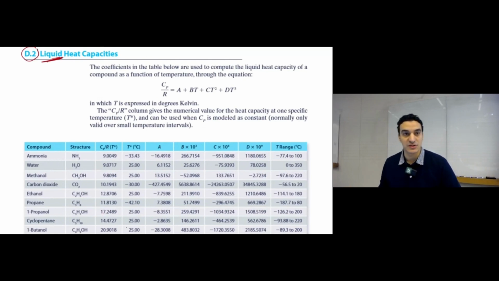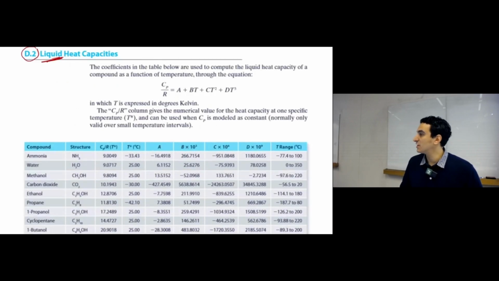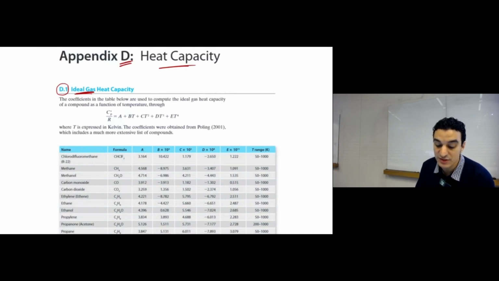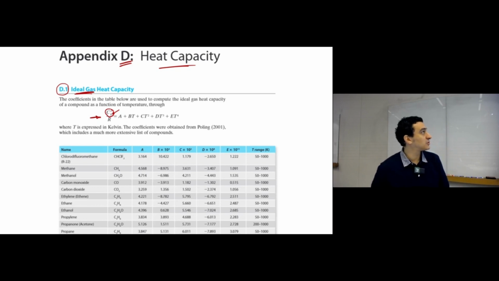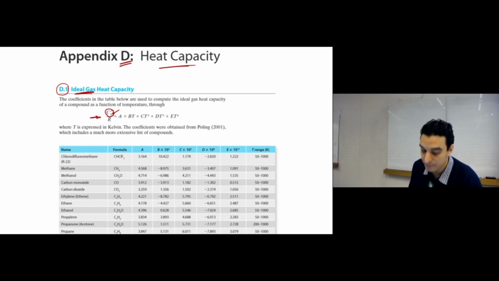So if your substance is a gas, ideal gas, we will go to this table. If your substance is liquid, we will go to this table. Both tables work the same way, and each will give you an equation. This equation tells you heat capacity, and from the subscript we can know whether this is heat capacity at constant volume or at constant pressure. At constant pressure. This is Cp, okay?